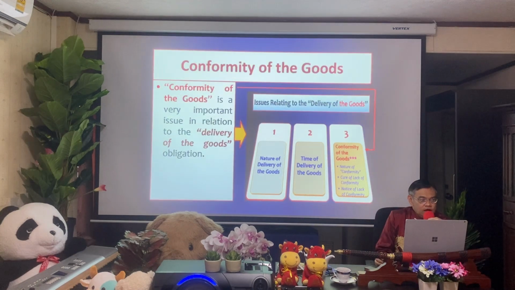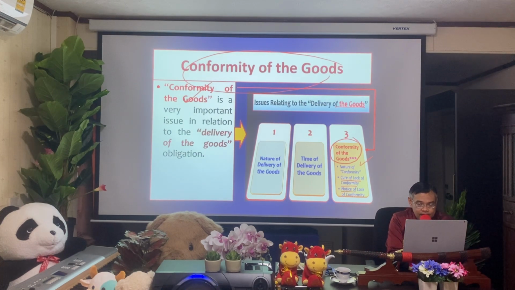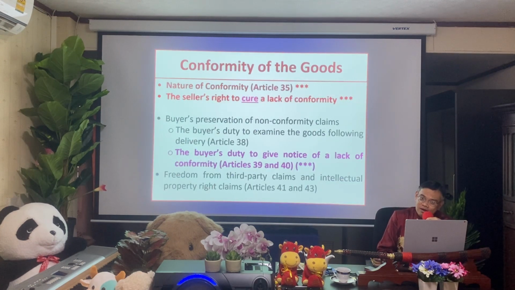Now we are coming to a very, very important thing, the conformity of the goods. The goods need to conform with the contract. Remember when we talked about the obligation to deliver the goods? One of the important issues is the conformity of the goods. We will talk about the nature of conformity, and also the tier of lack of conformity. And we will also talk about the need to give notice of lack of conformity. If the goods do not conform with the contract, then the buyer has the duty to give notice of the lack of conformity in the goods to the seller. Otherwise, the buyer will have to suffer some loss. We will turn to that later, okay?